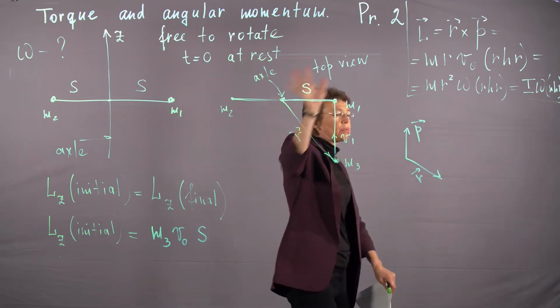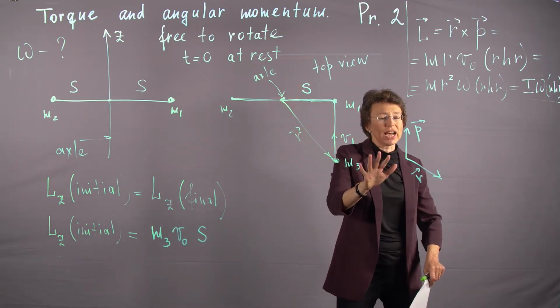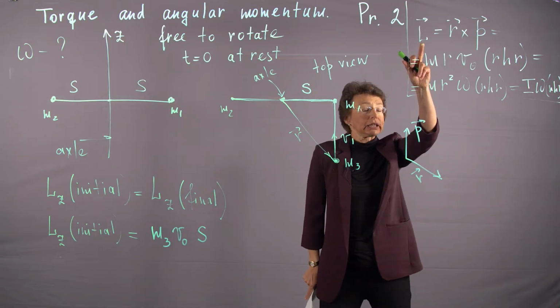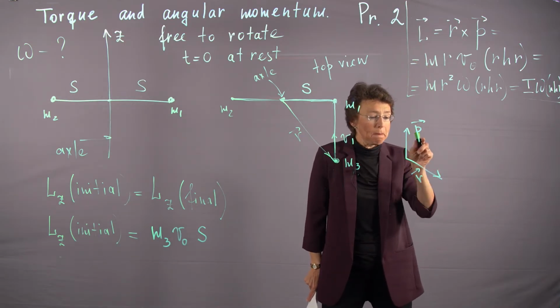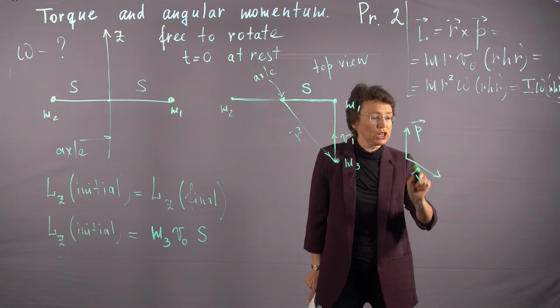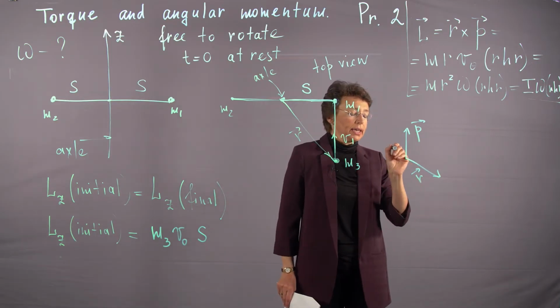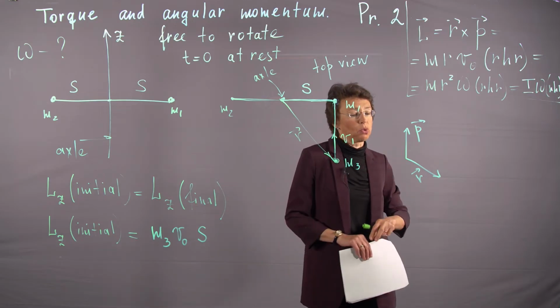So first of all, even before I start doing it, let's narrow down our choices. The cross product is in the direction perpendicular to the plane of the initial two vectors R and P. So which choices do I have? Either into the board or out of the board.